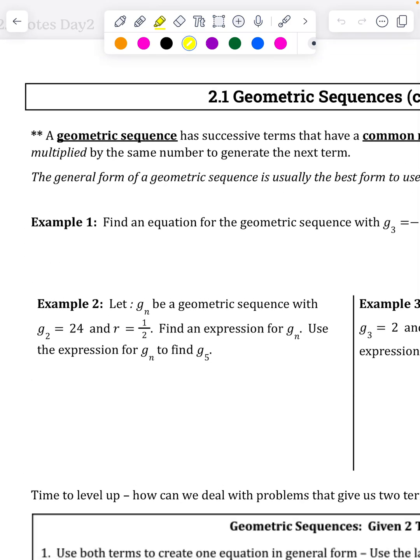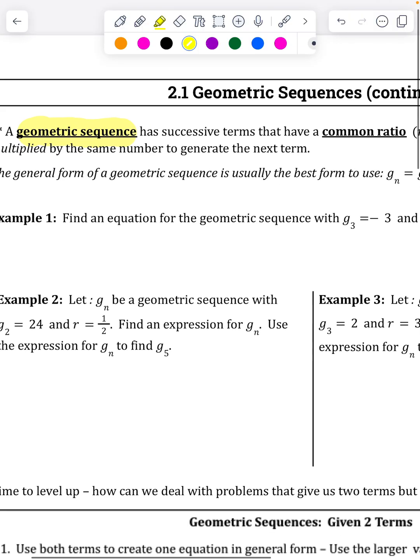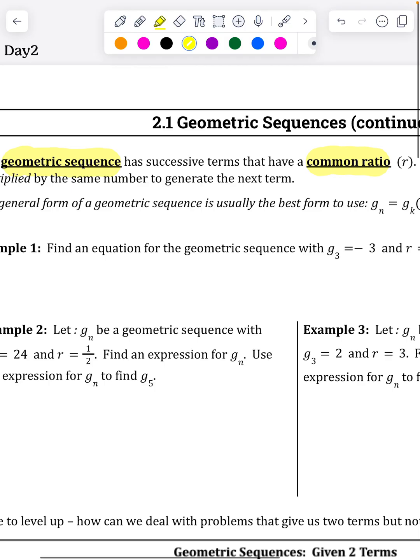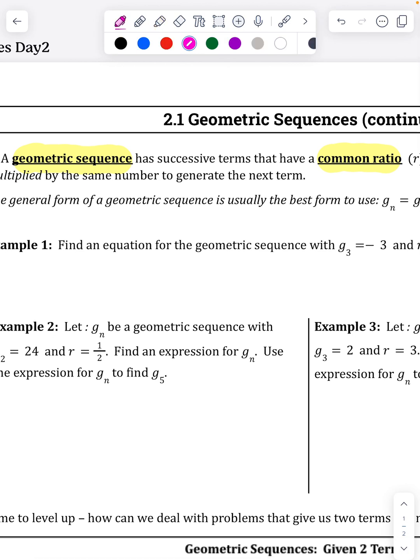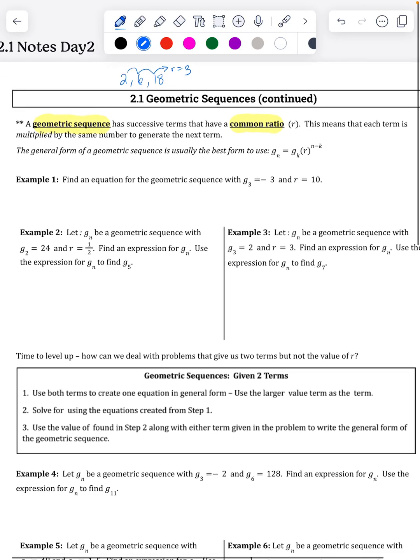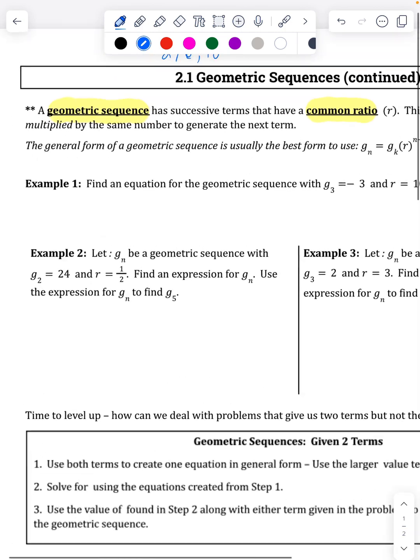So yesterday we learned that a geometric sequence has successive terms that have a common ratio, which means you are going term to term by multiplication or potentially division. So if I have 2, I multiply it by 3 and get 6, multiply it by 3 and get 18. So as I go along, my common ratio is 3 in that case. This means that every term is multiplied by the same number.